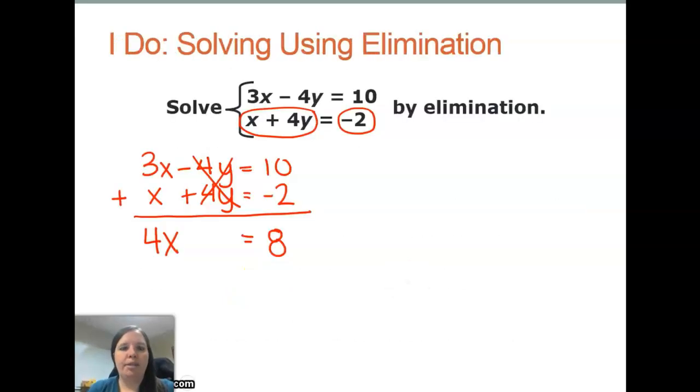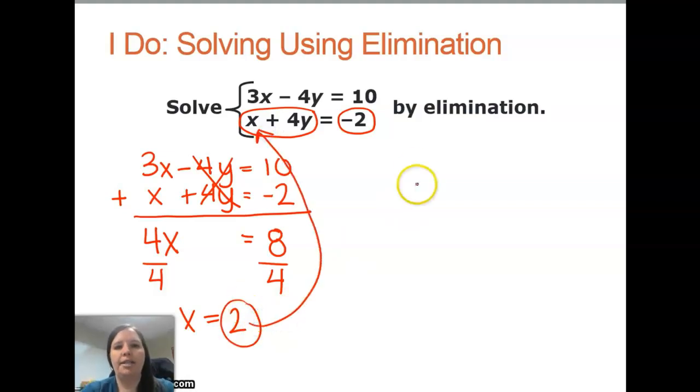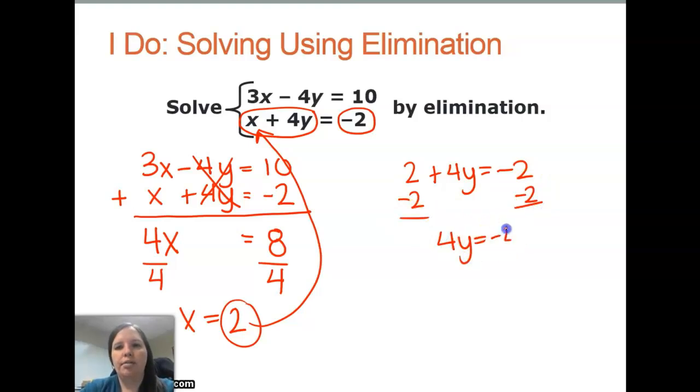Oh, sorry. Step back. So how am I going to finish this problem? Well, I'm going to solve. Now I only have x involved, so I'm going to solve for that variable. So x is equal to 2. Now, to finish off the problem, I need to solve for y. So I'm going to take that 2, the new information I have, and plug it back into one of the equations. I'll choose the second equation, and it really doesn't matter which one you choose. 4y equals -4, divide by 4, so y equals -1.